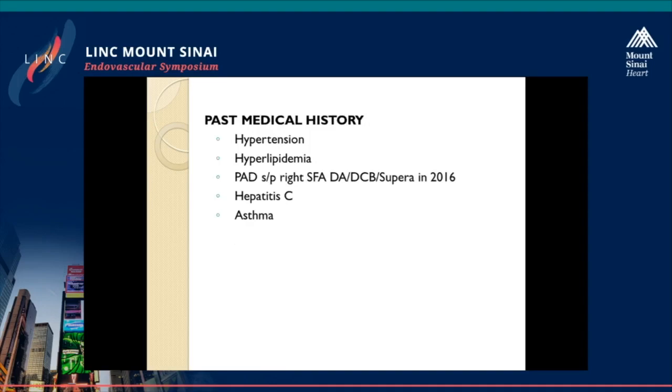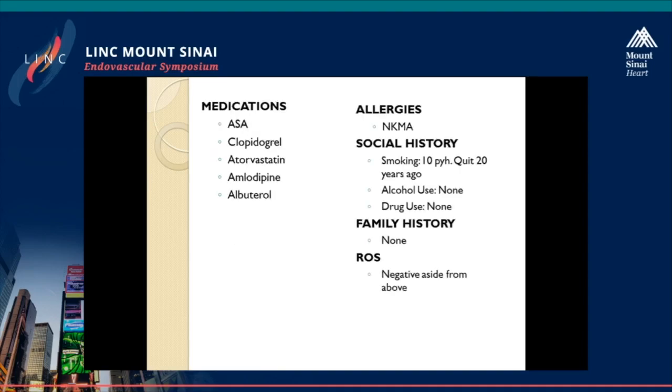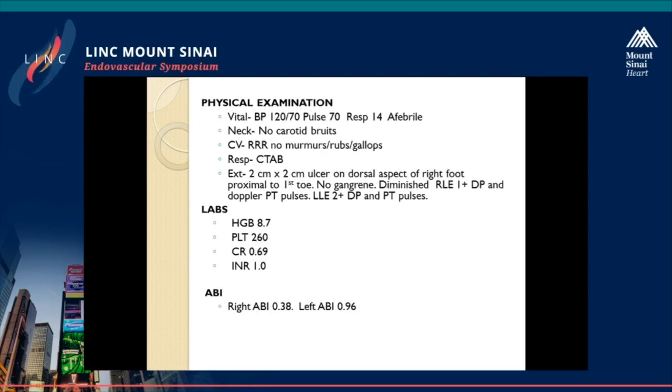Next paragraph. On past medical history, you can see hypertension, hyperlipidemia, PAD in the past. She's got a history of Hep C. Next slide, please. She is on appropriate medications, including aspirin, Plavix, as well as a statin and amlodipine for blood pressure. Past history of smoking.